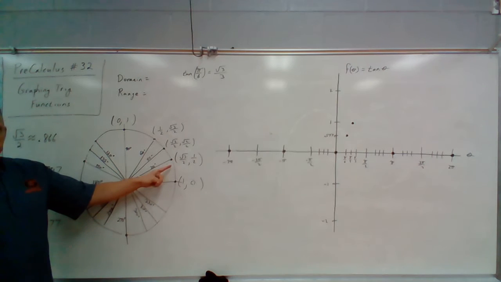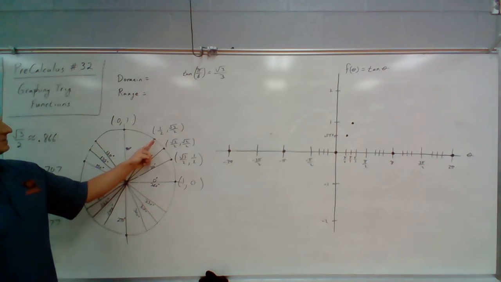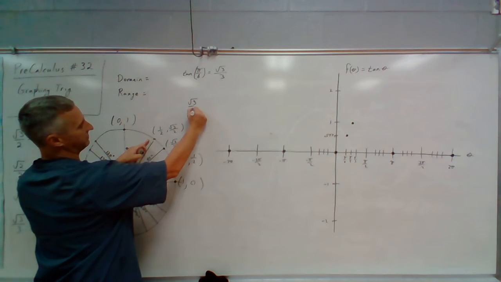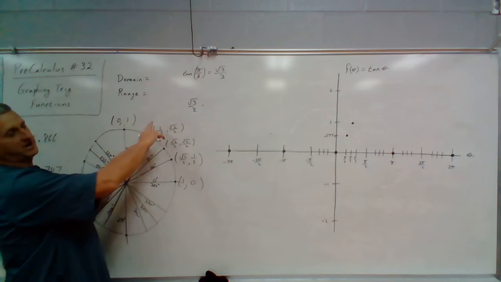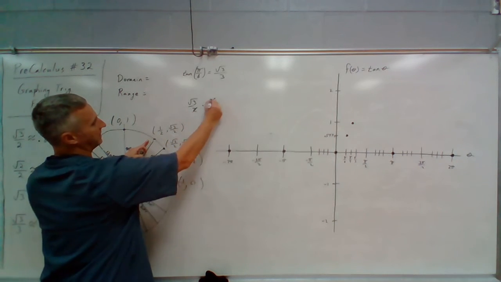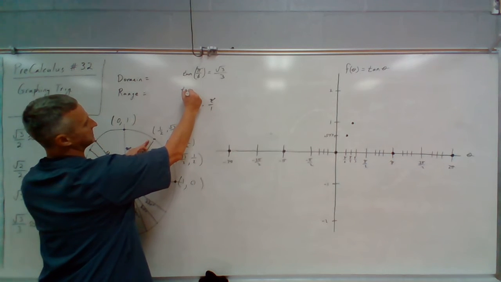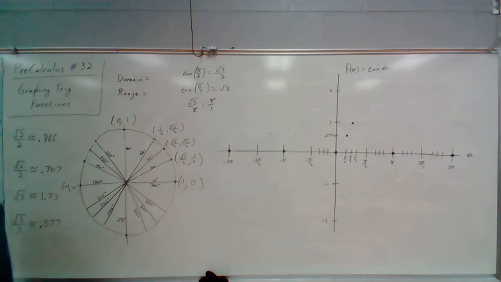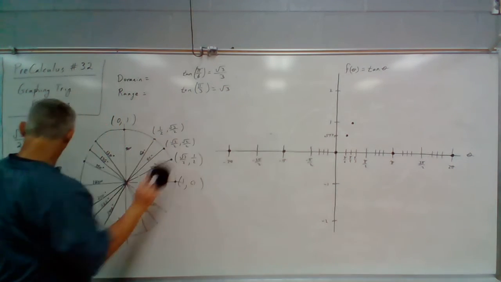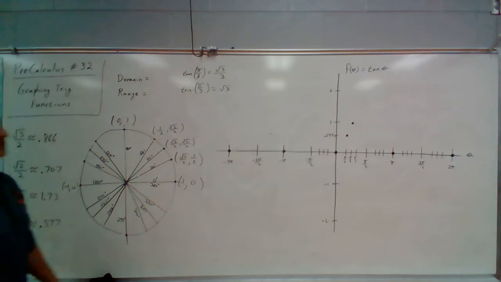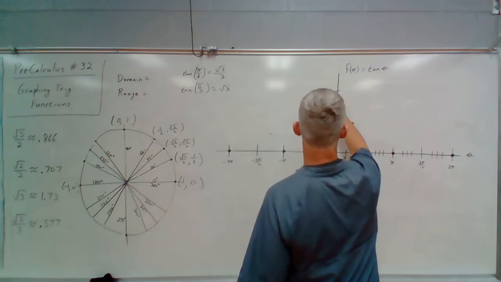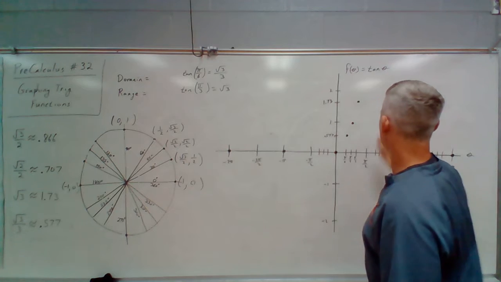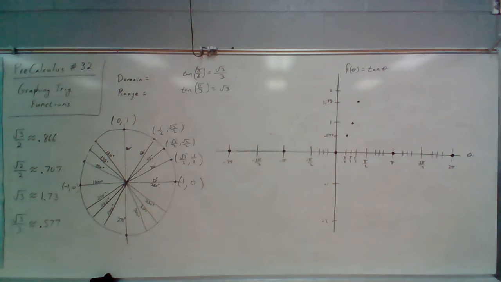All right, tangent of pi over 3. Okay, that's 60 degrees. So we have y over x, that's the square root of 3 over 2, divided by 1/2, so times 2 over 1. That cancels, and I get the square root of 3. So the tangent of pi over 3 is the square root of 3. Square root of 3 is about 1.73, which would be right in this area. So now we're getting somewhere.